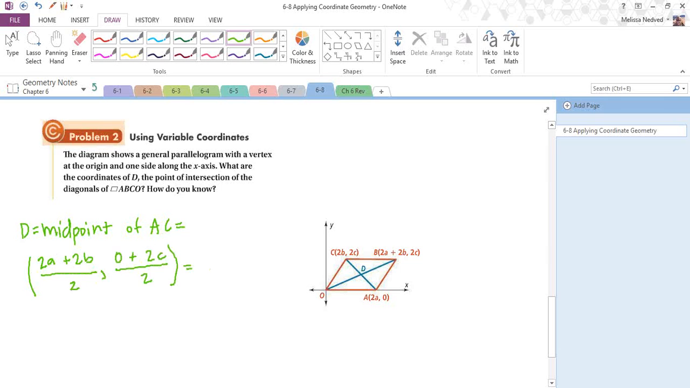Now, let's start by simplifying my x-coordinate, 2A plus 2B. I can't add those, they're not like terms. But notice they each have a 2 in them, and I'm dividing by 2. So that 2, since it's in every term, cancels, and I'm left with A plus B for my x-coordinate. And 0 plus 2C is just 2C. 2C over 2, again a 2 in each term, I'm going to be left with C. That's all they're looking for here. Can you manipulate when you don't have exact values? Can you still use those formulas? And you'll see that come into play in your homework as well.